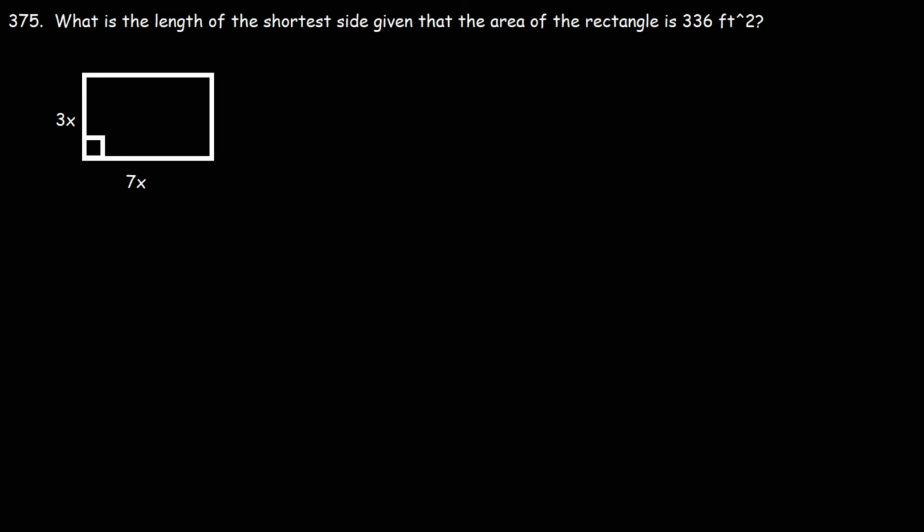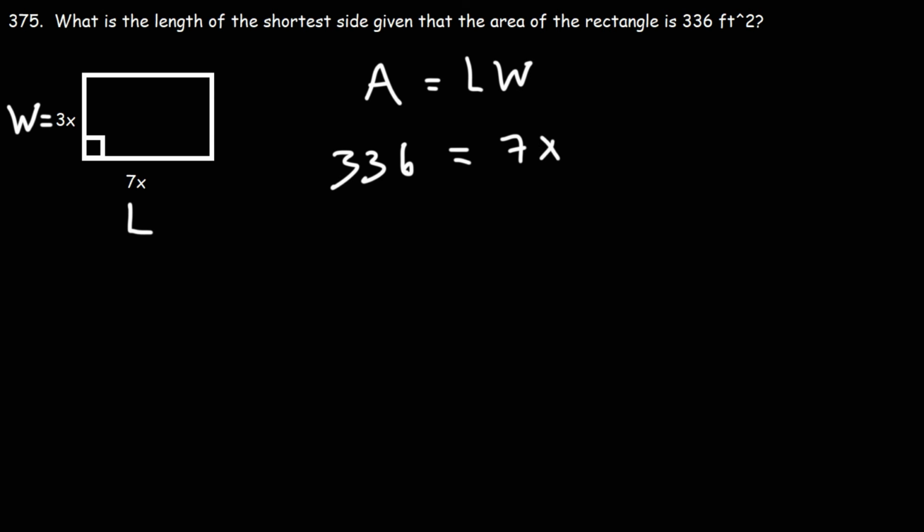Number 375. What is the length of the shortest side given that the area of the rectangle is 336 square feet? So here we have a picture. The length of the rectangle is 7x, the width is 3x. Area is length times width. The area is 336 square feet. The length is 7x. The width is 3x.